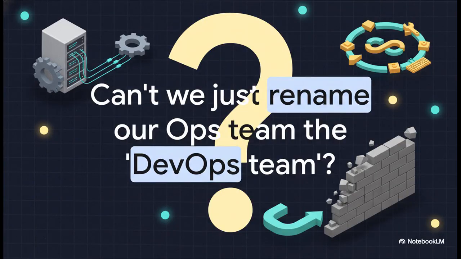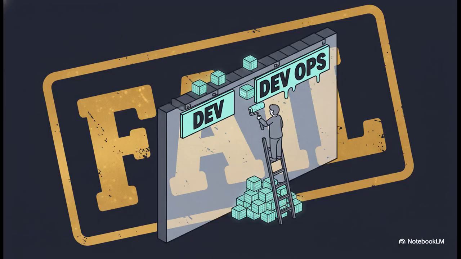Now, this brings us to a really common question, and frankly, a huge mistake a lot of organizations make. They think, oh, this DevOps thing sounds great. Let's just rename our operations team the DevOps team. Problem solved, right? No, this is a classic anti-pattern.